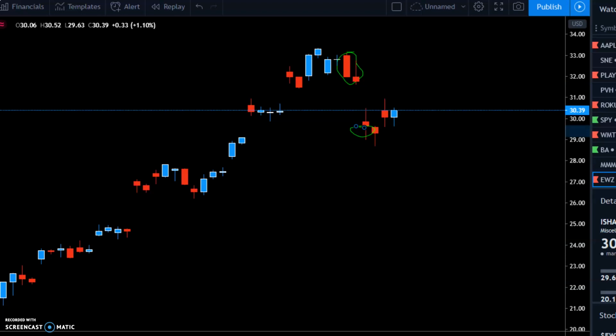Alright, so this is the play itself. The first green circle is where we entered. So we entered, I think it was at like 32.5, saying it would go all the way down to 30. So we entered the day before at 32.5, and then this is where our exit was, right at the bottom of that candle, because I sold right at open, where it was like 29.92 was the price of EWZ at that time.